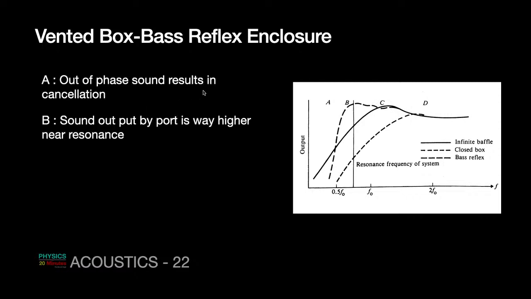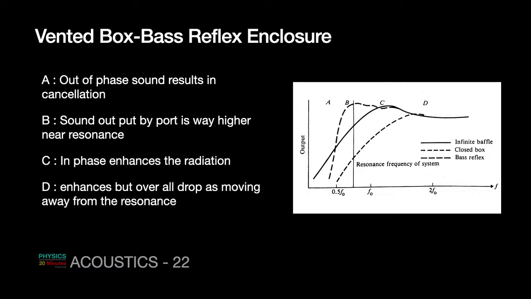So out of phase sound results in cancellation in the A region. In B region, the sound output by the port is way higher near resonance. In the C region, being in phase enhances the radiation. In D region, again it remains in phase, so it remains high, but the resonance situation is lost, so there is a slight drop.